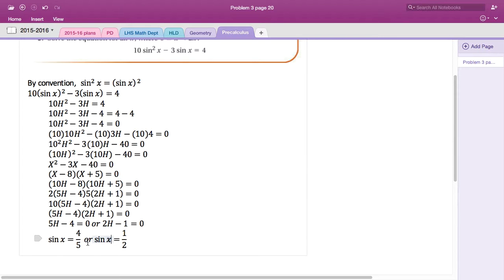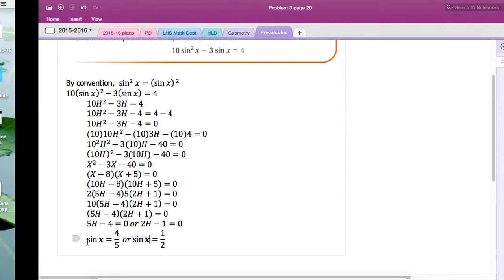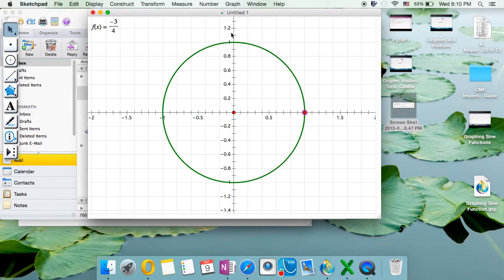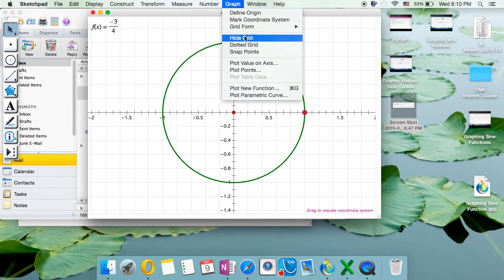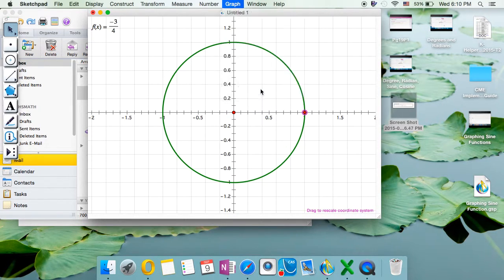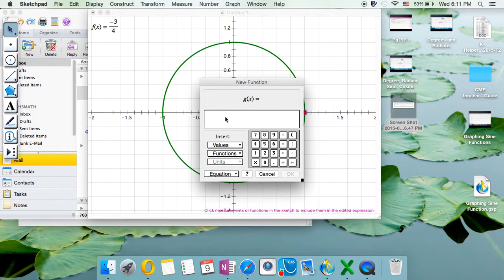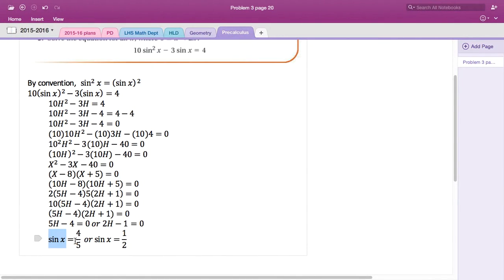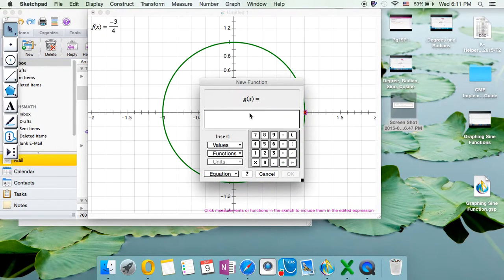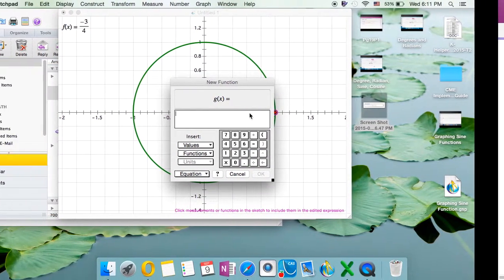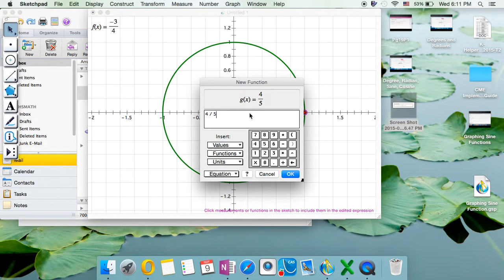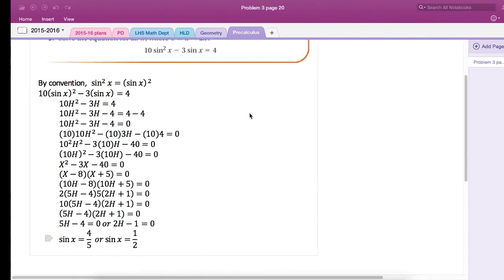So let's lay it out. Sine of x has to be 4/5. So this is the unit circle. Let's graph. You see sine of x, which is just the rise in the unit circle. So the rise, in other words the y-coordinate, is 4/5. So I'm just going to put g of x equals 4/5, which is over there.